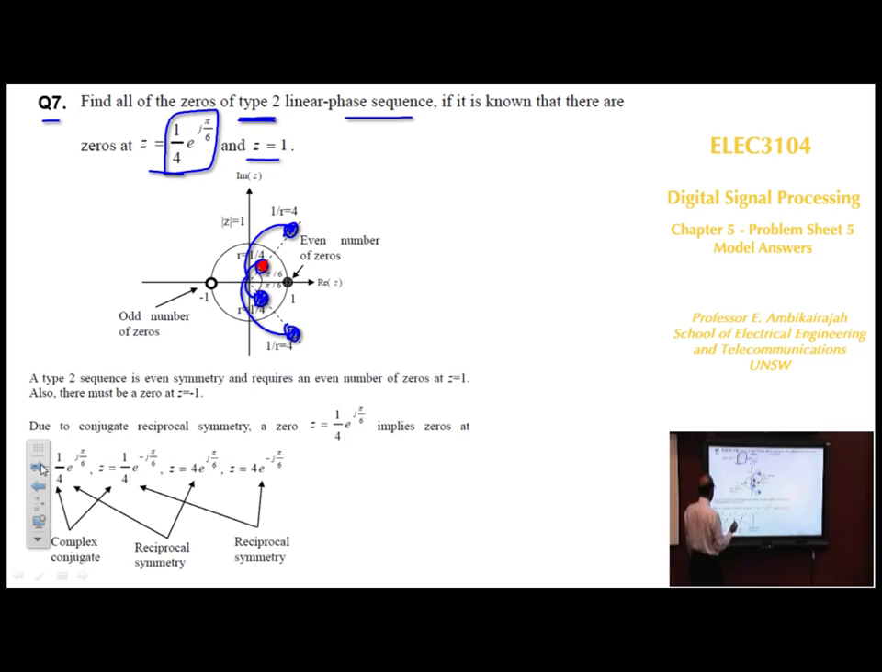The next part, if you look at the type 2 sequence, it must have even symmetry, which requires an even number of zeros at z equal to 1.